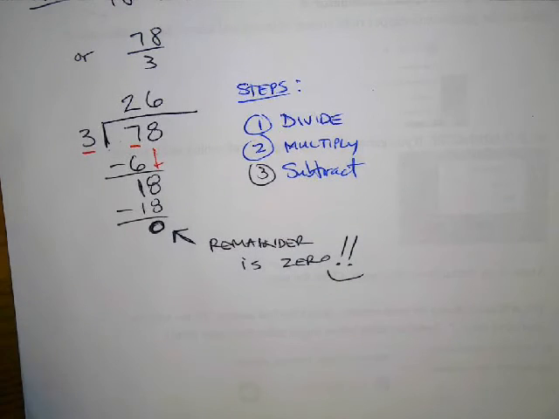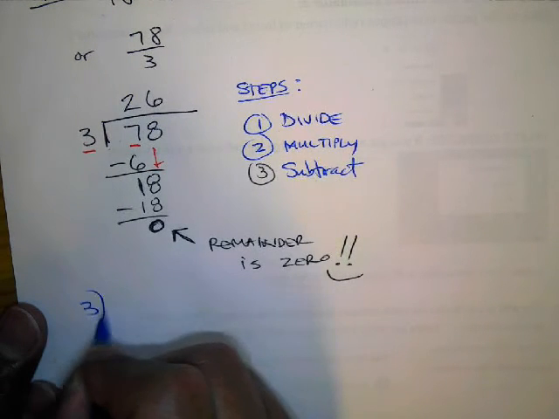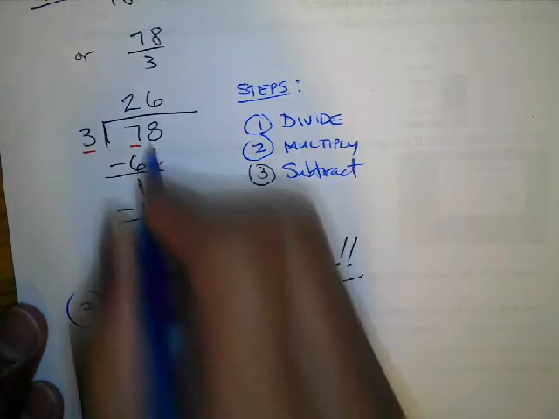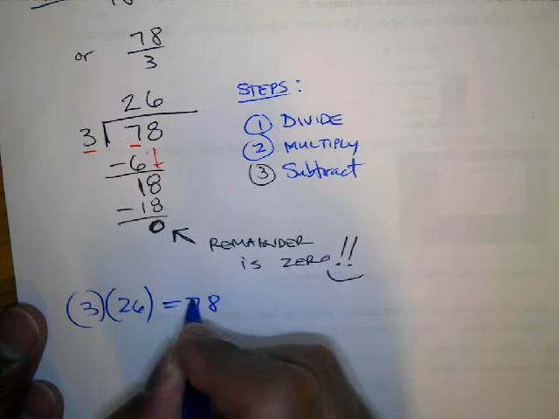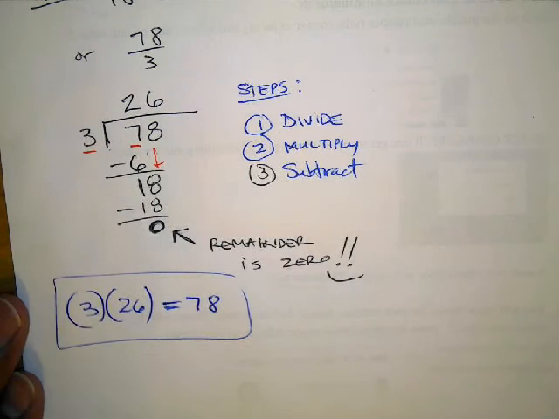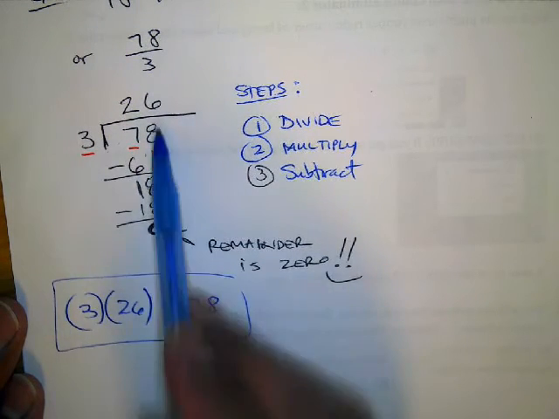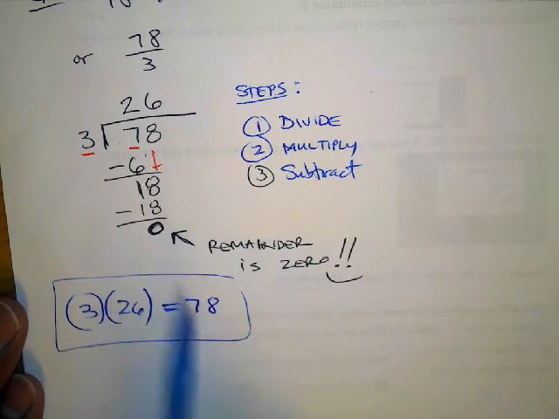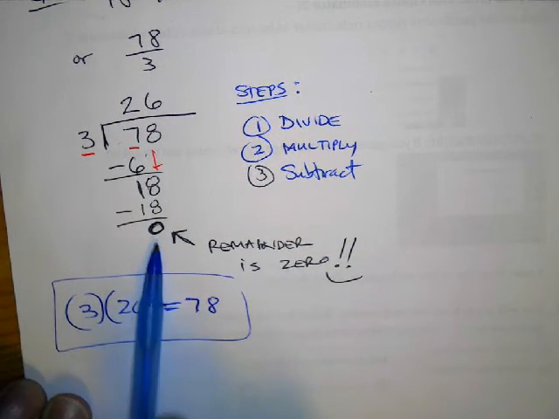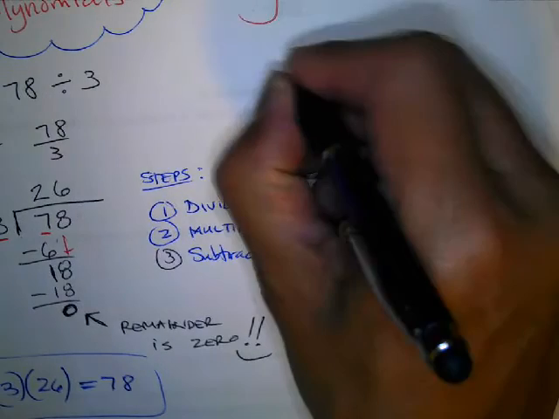What does this mean about this problem here? Well, that means that 3 times 26 is exactly 78, right? That's what it means. 3 times 26 is exactly 78 when you get a remainder 0. Okay, so we're going to start looking at that.